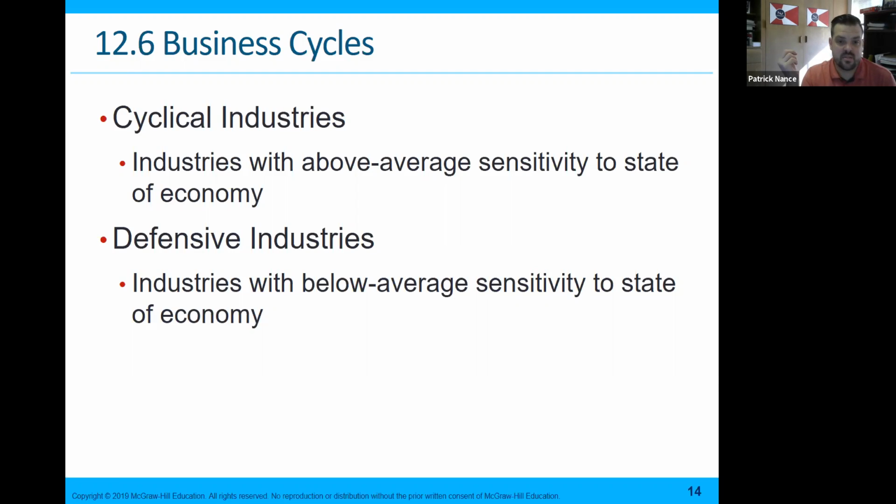Defensive industries have below average sensitivity to the state of the economy. So these are industries that just do well throughout. It doesn't mean they don't move, it doesn't mean they don't change, it doesn't mean the economy doesn't affect them. What we're saying is that it doesn't affect them as much or as severely as it does these cyclical industries.